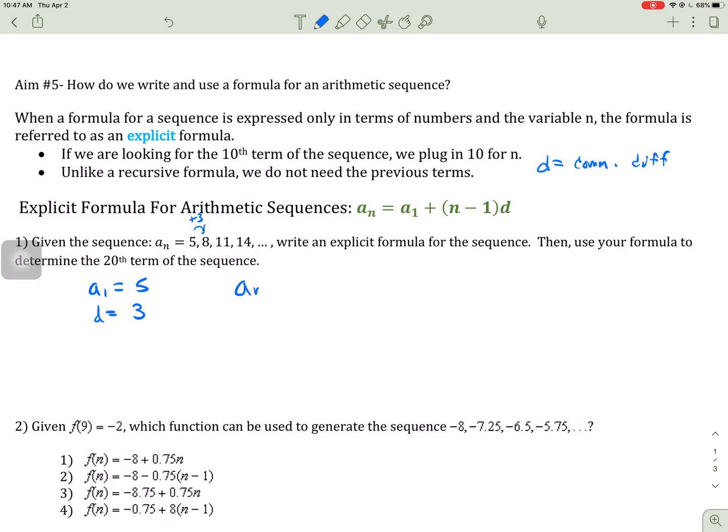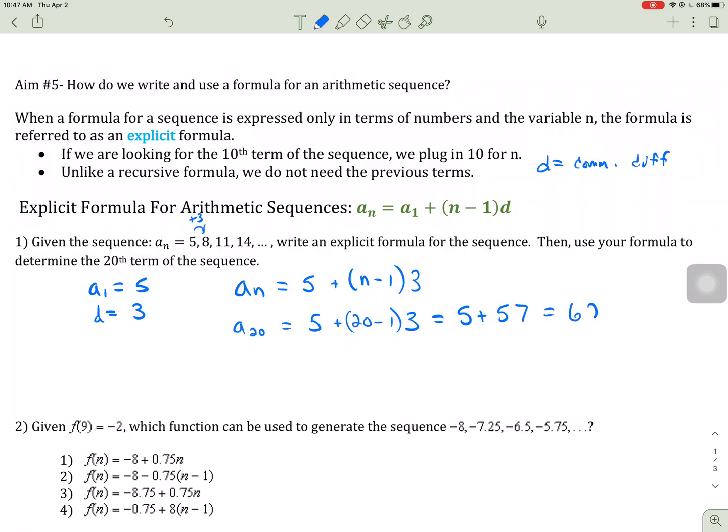So to find any term, a sub n, it equals 5, the first term, plus n minus 1 times the common difference 3. So to find the 20th term, that's 5 plus 20 minus 1 times 3. So you have to take 5 and add 3 19 times to get the 20th term. That's going to be 5 plus, well, 19 times 3 is 57. So you get 62.